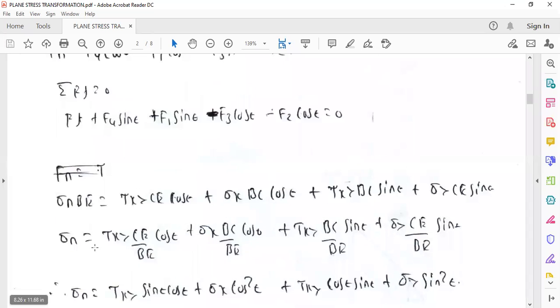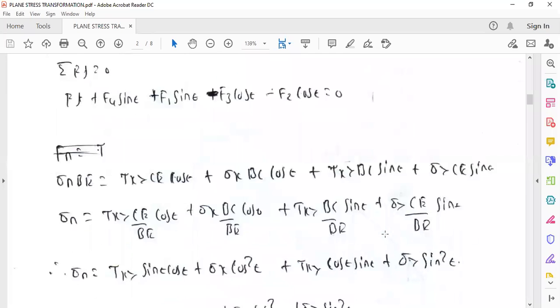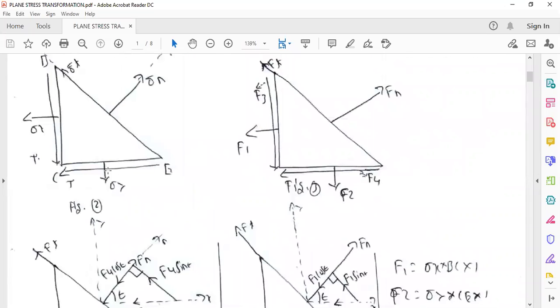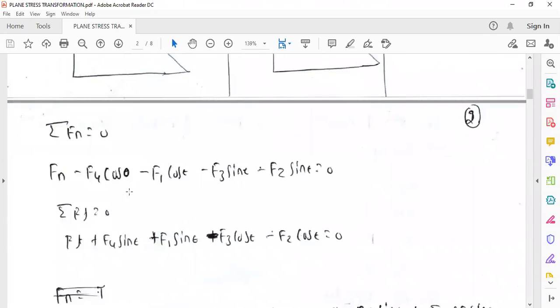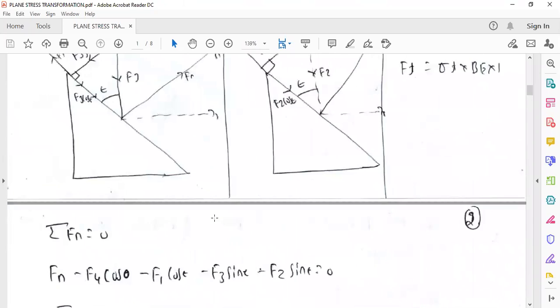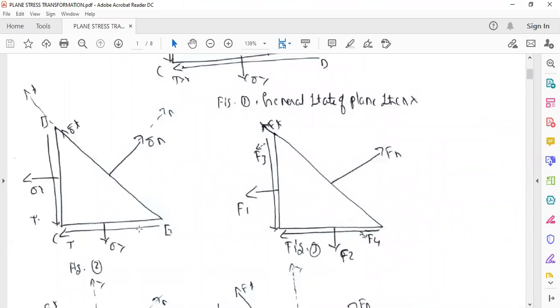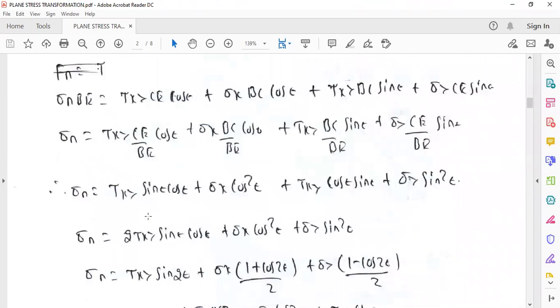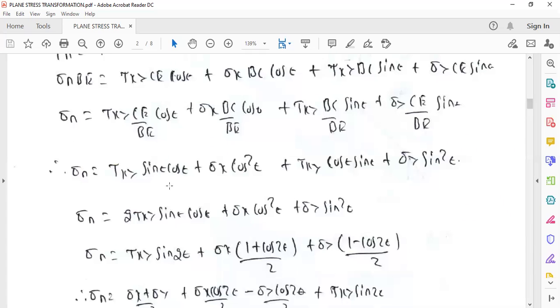And then if you take B to the denominator, sigma n is equal to tau xy C by B cos theta, BC by B cos theta. Like this, sigma n is equal to C by B, where C by B is sin theta, and BC by B is cos theta. So I'll be substituting here: tau xy, C by B sin theta, BC by B cos theta, BC by B cos theta, C by B sin theta. Sin becomes sin square theta.